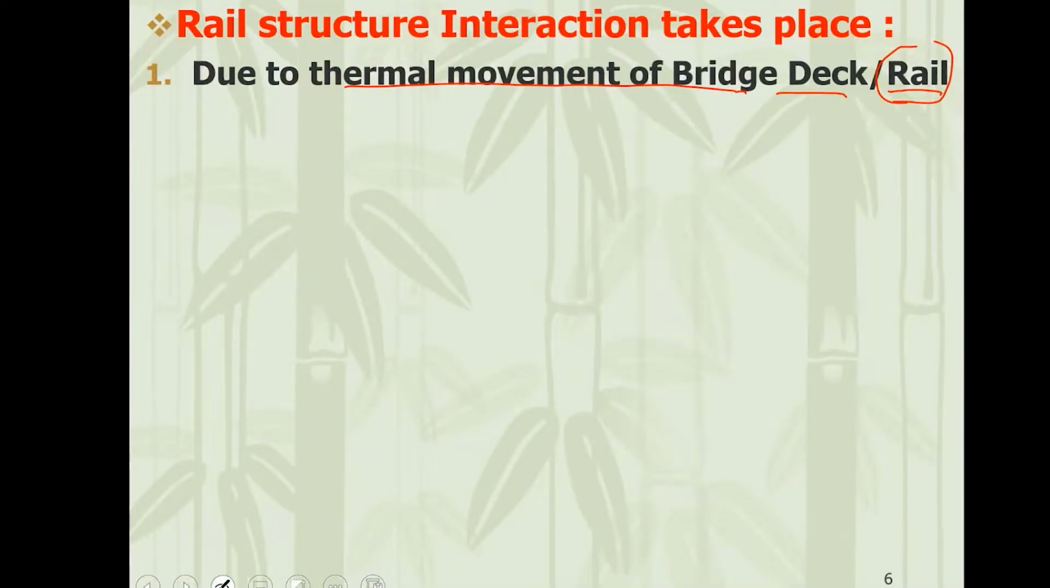In metro systems, we don't have that kind of intermediate medium. There the rail is directly fastened with the bridge deck. Okay, so they are attached intimately. But here we have coupled our system through the medium of ballast, right?